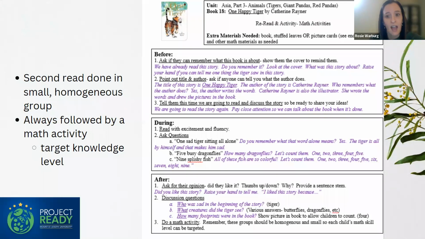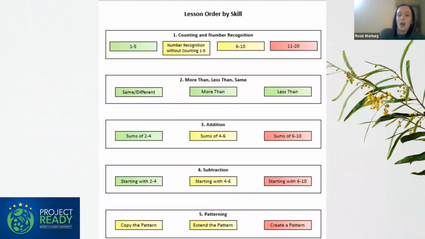So we still have a full lesson plan written out for our second read. And then here at the bottom, it says, do a math activity targeted to your students' skill level. So what does that mean when we talk about our students' math skill level? We have a new graphic to help us figure out our students' math skill level.